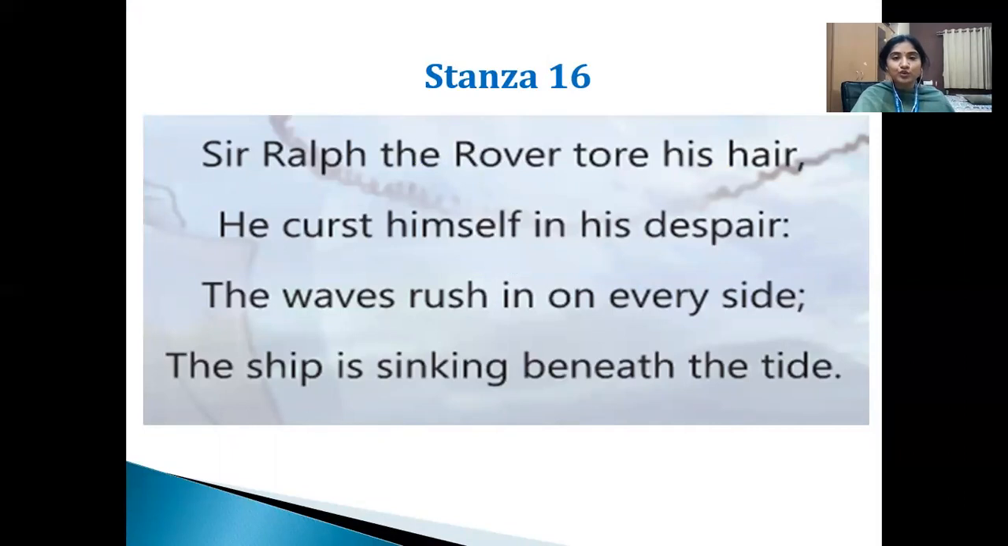Sir Ralph the rover tore his hair. He cursed himself in his despair. The waves rush in on every side. The ship is sinking beneath the tide. Here again, alliteration is used as in "his hair," the "h" sound is repeated. Anaphora is also used: the waves, the ship.